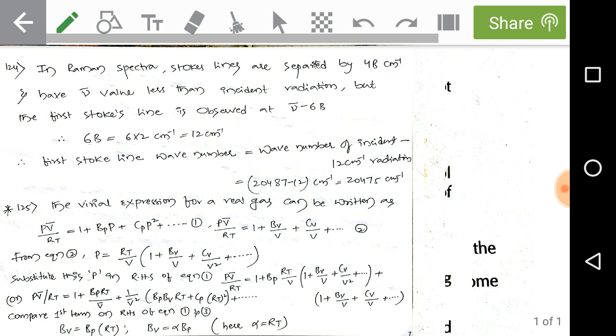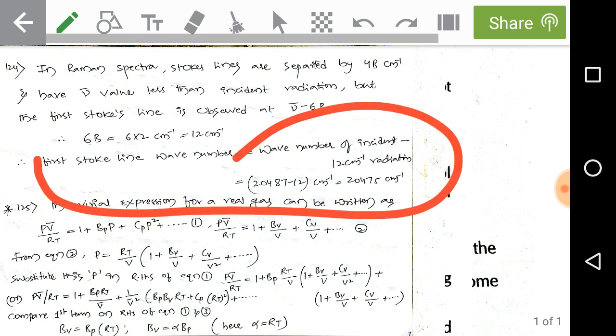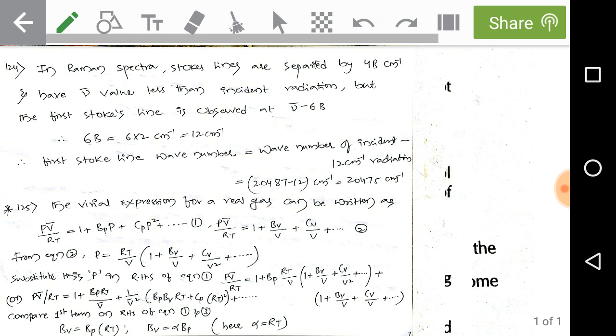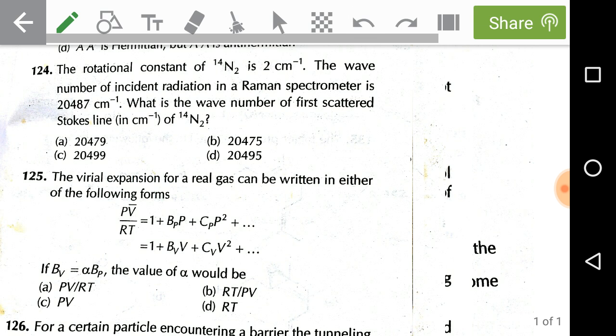But the first Stokes line is observed at the wave number of incident radiation minus 6B. Here B is equal to 2, so that's why 6B is equal to 12 centimeter inverse. First Stokes line wave number equals the wave number of incident radiation minus 12 centimeter inverse. Here we have been given 20487 minus 12, which results in 20475. And next question, 125.